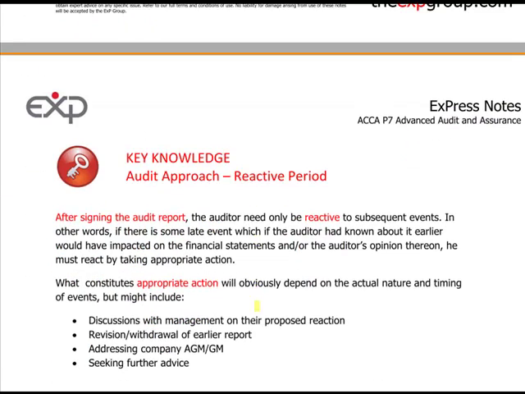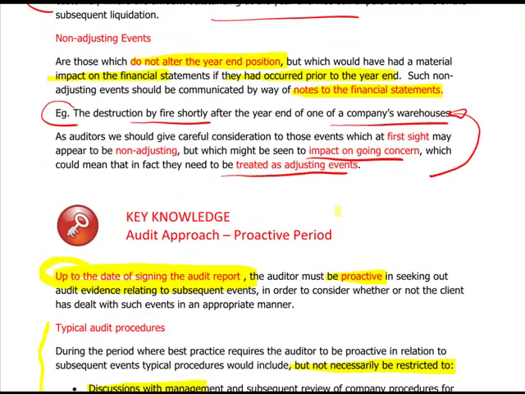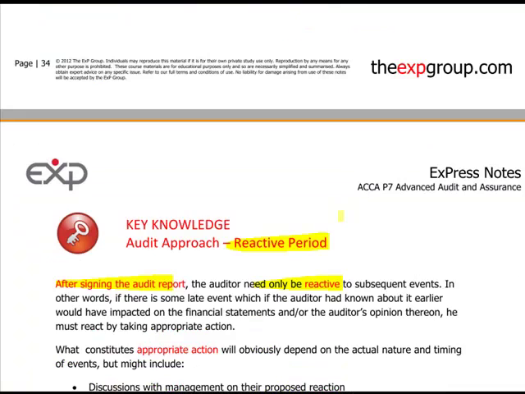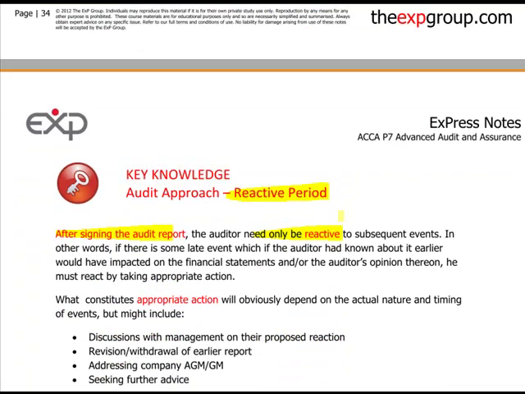Now, the other style is a reactive period, which is after signing the audit report, where the auditor need only be reactive. So they're not, as we had up here, proactive. So now you are allowed to put the phone on hold, not pick up the newspaper, not review the internet and the media. You don't have to go and find it.